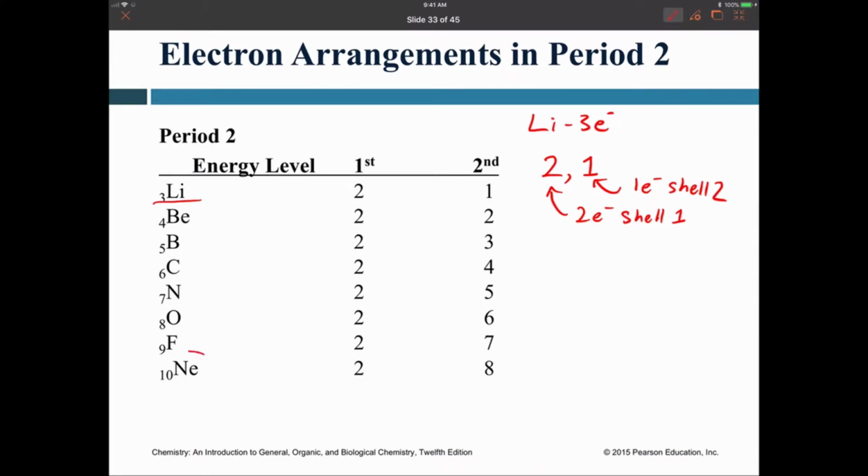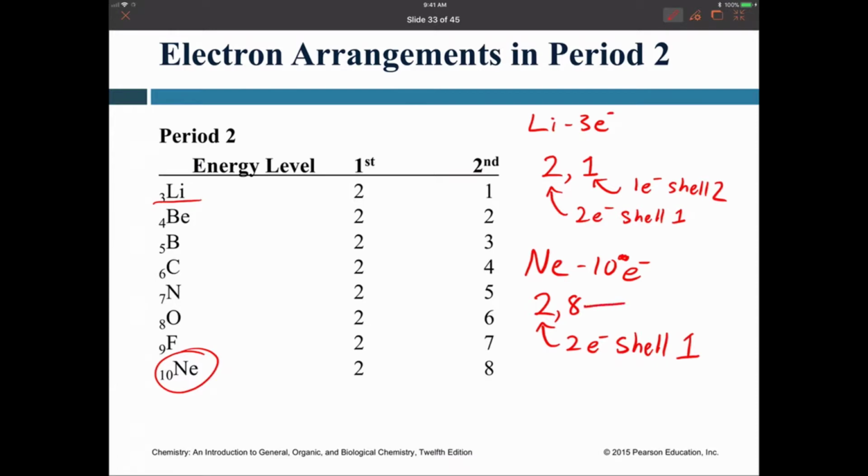So let's just jump down to neon. Neon has 10 electrons. Okay, so that's going to be 2, 8. 2 on the first shell, and 8 on shell 2, right? Now at this point, shell number 2 is full. So now we'd have to go to the next shell.